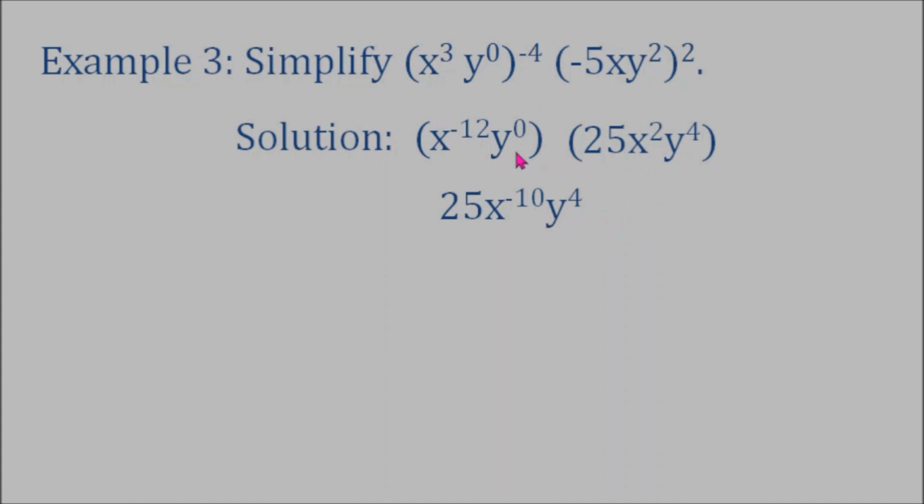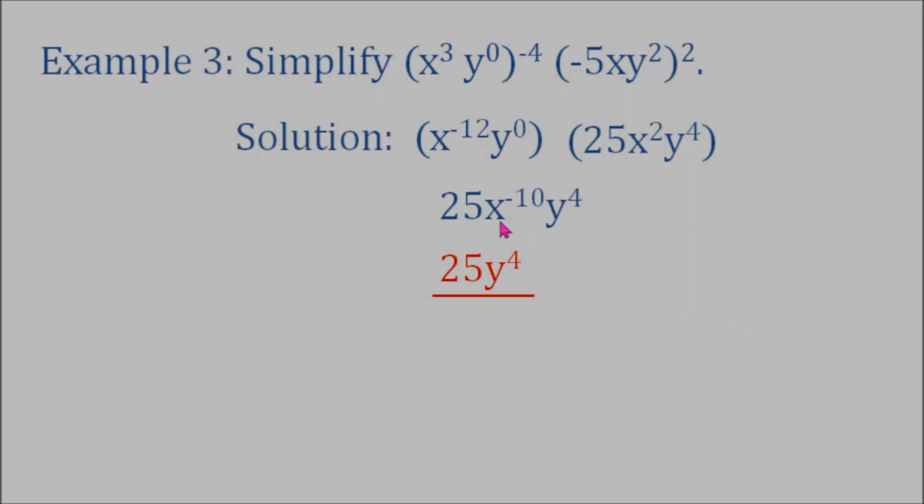and then this is y to the power of 0. This is 1 anyway, we can ignore it. We can just copy down y to the power of 4. We are going to write the factors that have positive exponents. So 25y to the power of 4.